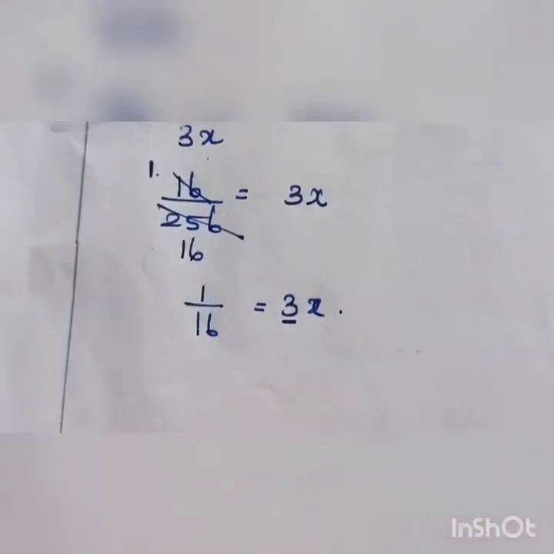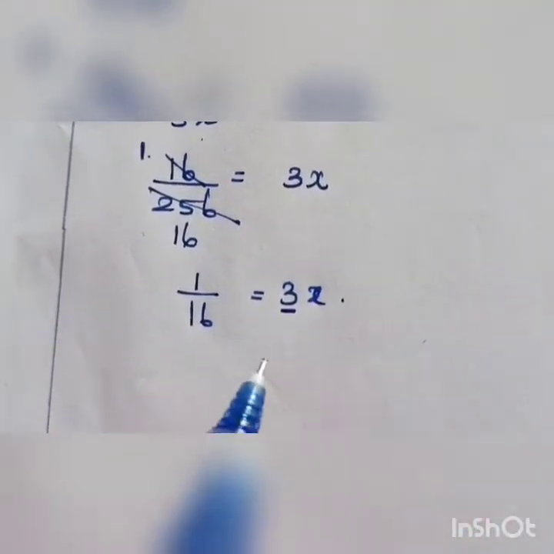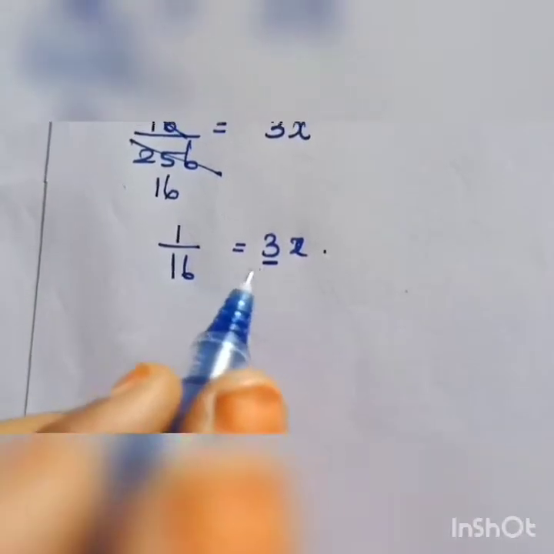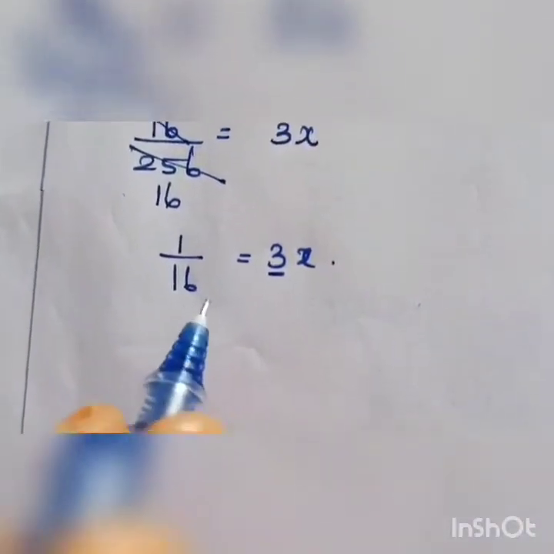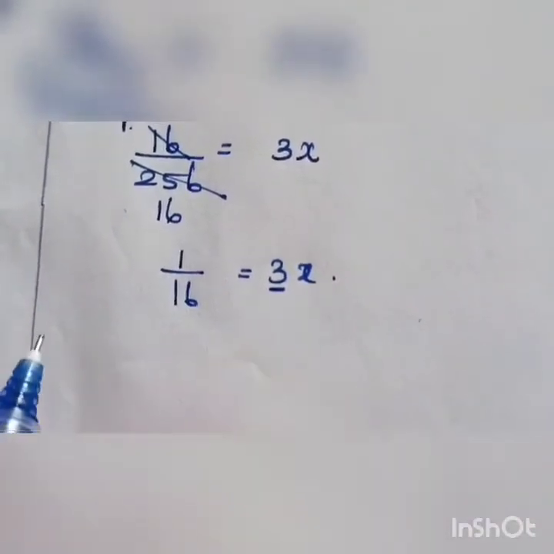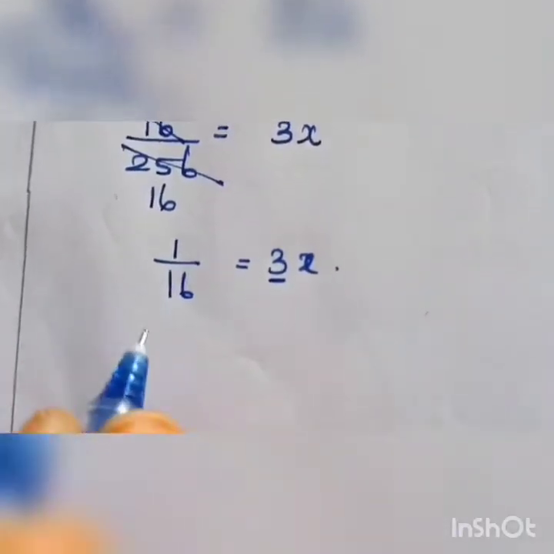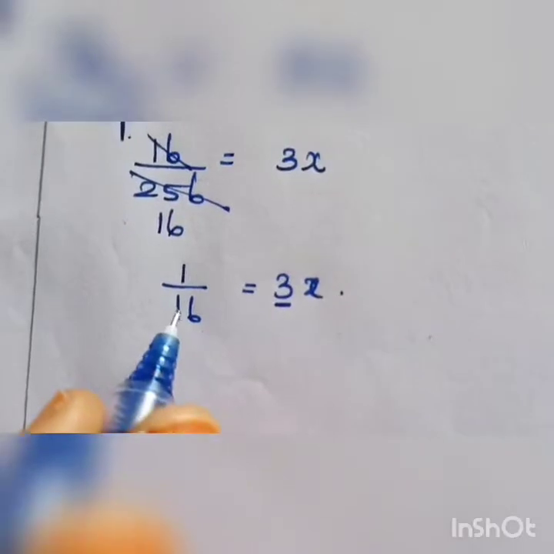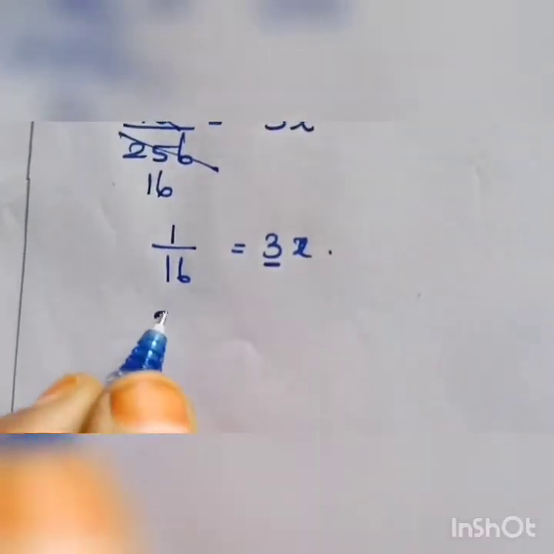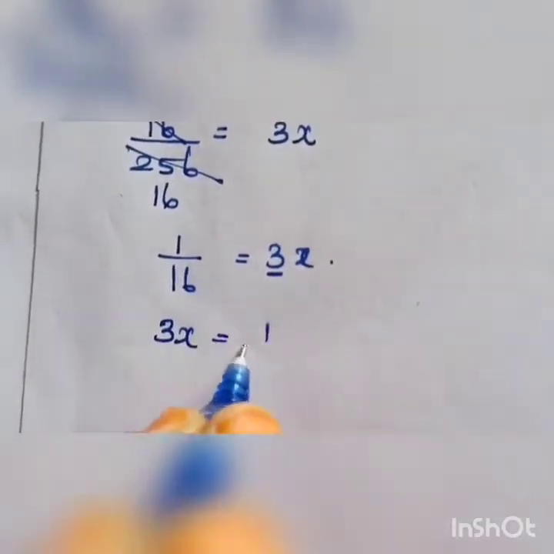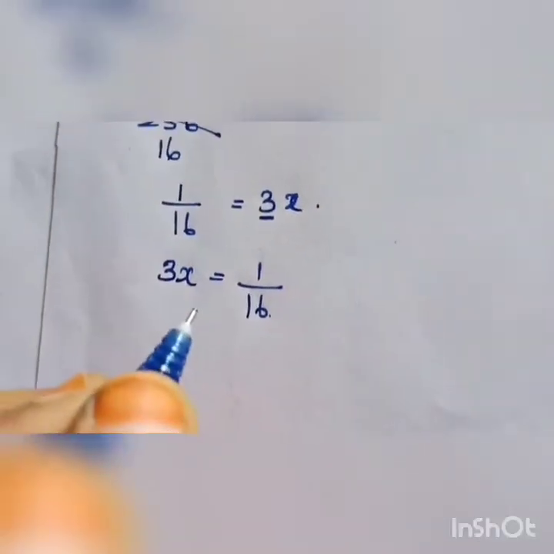The extra number 3 is involved in the RHS. What we can do is first bring all the x to one side, that is the LHS, and bring this 1 by 16 to the RHS. First just interchange, otherwise there are two values, so we interchange one and solve. 3x equal to 1 by 16. We can use this way.